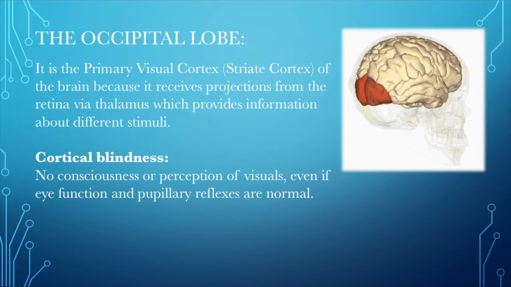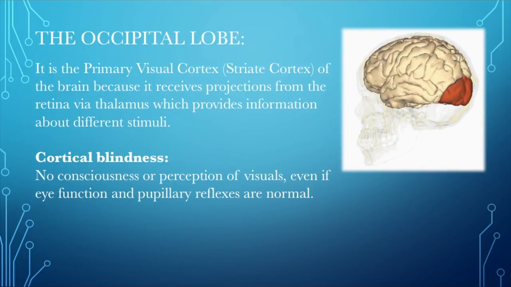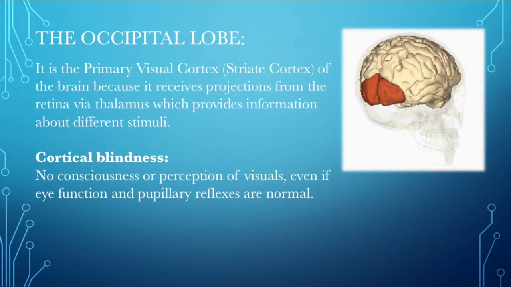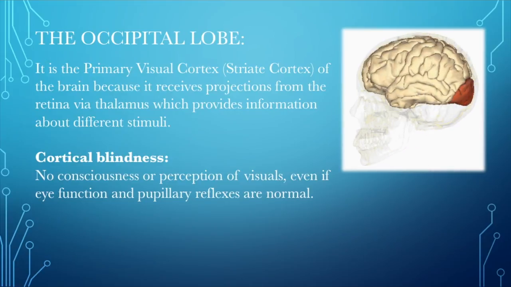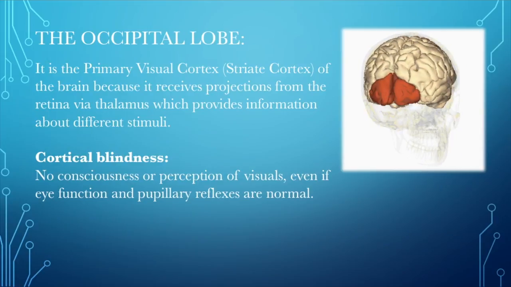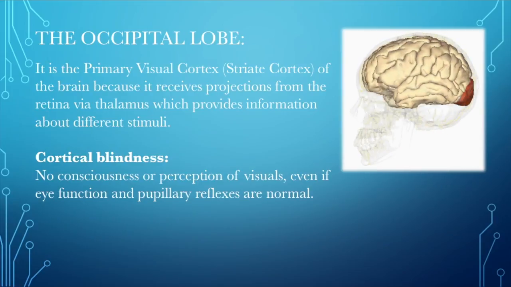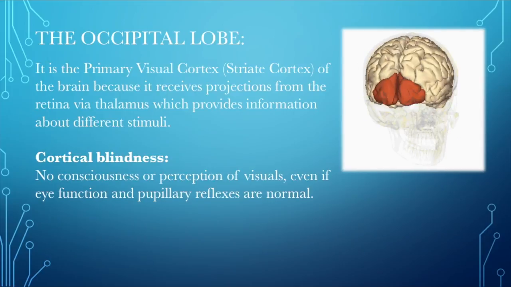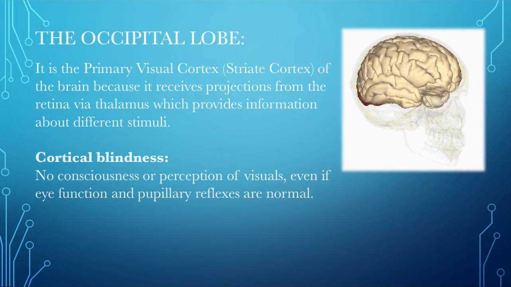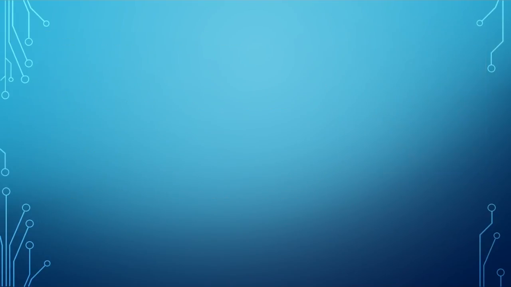One important pathway is the dorsal stream to the parietal lobe to process the location of objects. Another important pathway is the ventral stream that goes to the temporal lobes to process what the objects are. Destruction of any part of the occipital lobe causes cortical blindness, which is where there is no consciousness or perception of visuals, even if eye function and pupillary reflexes are normal. This means that the visual aspects of dreams or visual hallucinations also do not occur.